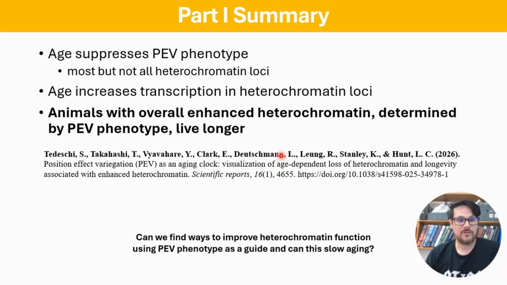So to summarize the first part there, we've been able to show not just that there is this age-related loss of heterochromatin, but that maybe the amount of heterochromatin being formed and their ability to maintain that heterochromatin could be indicative of how long an animal will live, which suggests that if we can find ways to improve heterochromatin function, we could use PEV phenotype as a guide, and this could indicate ways that we could slow aging.